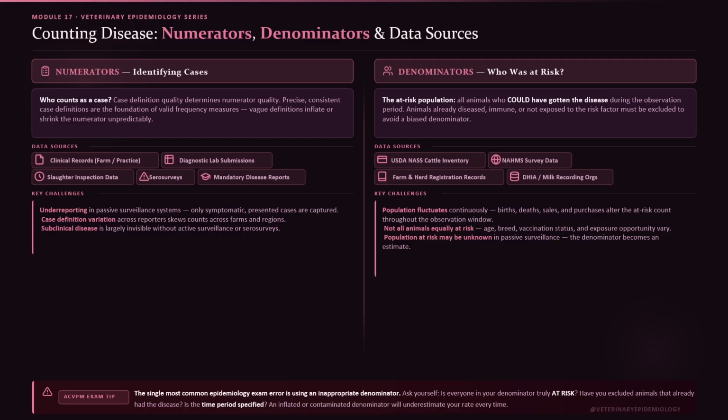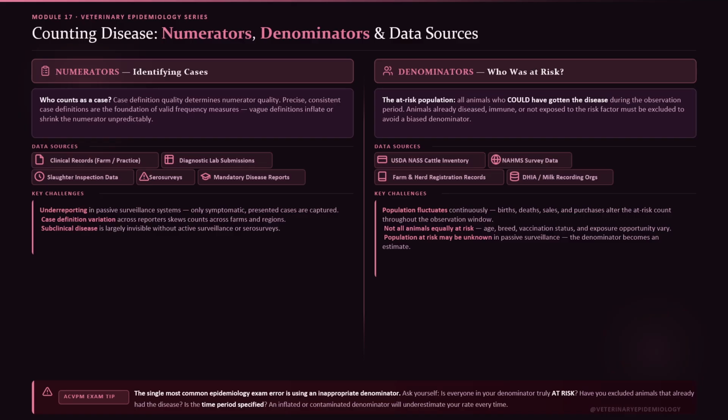Every measure we built rests on 2 things, counting cases and defining who was at risk. Let's pull back the curtain on numerators, denominators, and where the data actually comes from. Every rate we've calculated today is only as trustworthy as 2 ingredients, the numerator and the denominator. This slide is about getting both of them right, plus where the raw data even comes from.